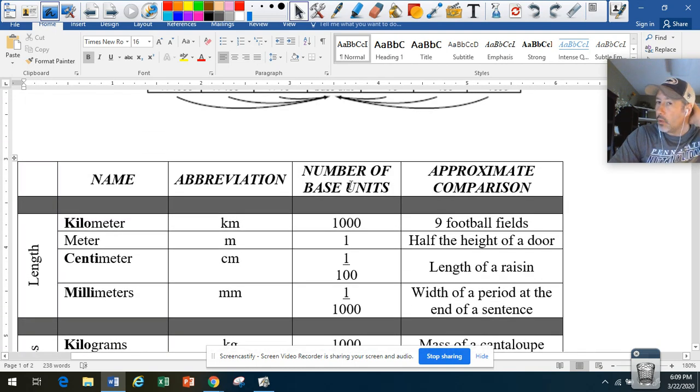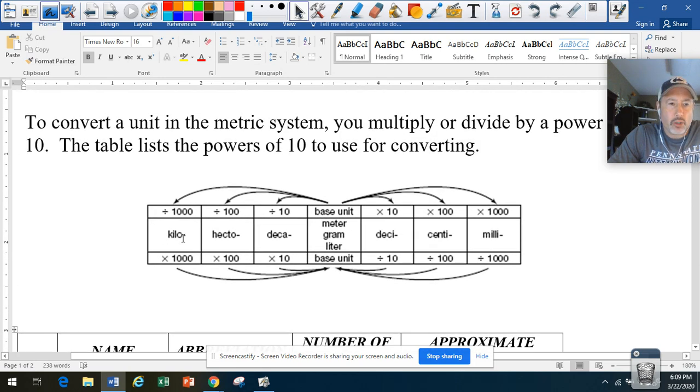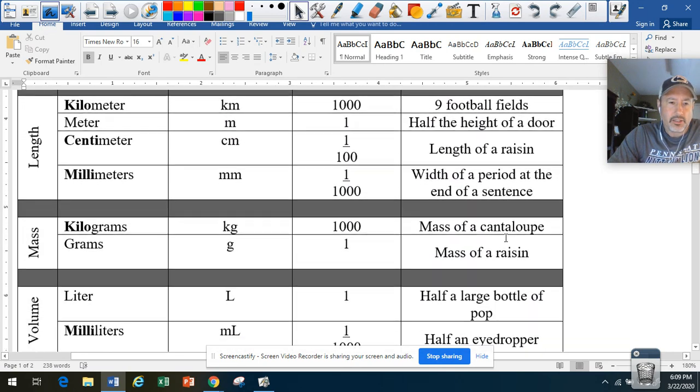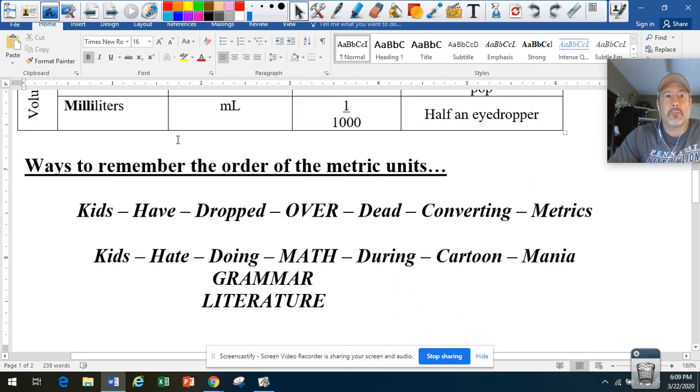Now, one of the problems that the kids have is, how do I remember this whole thing? The kilo, hecto, deca, meter, grams, and liters, our deci, centi, and milli. One way that I have the kids remember the order of the metric system, there's 2 ways here. We can remember "kids have dropped over dead converting metrics." So if we take a look here, K is for the kilo.